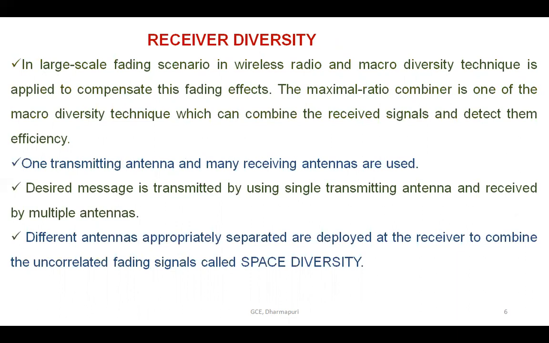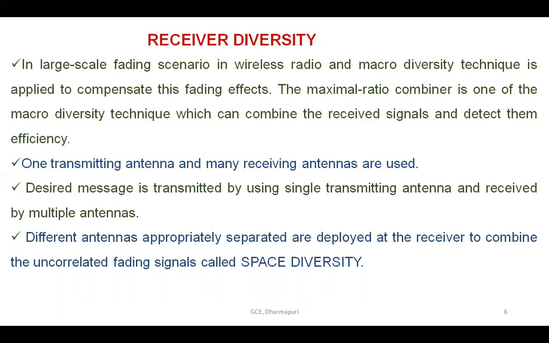The next topic is receiver diversity. In large-scale fading scenarios in wireless radio, a macro diversity technique is applied to compensate for the fading effects. The maximum ratio combiner is one of the diversity techniques which can combine the received signals and detect them efficiently. One transmitting antenna and many receiving antennas are used.